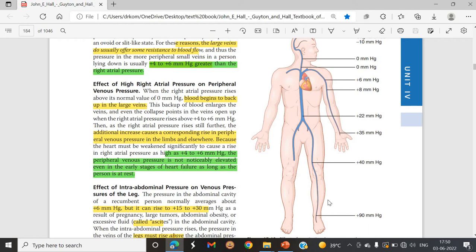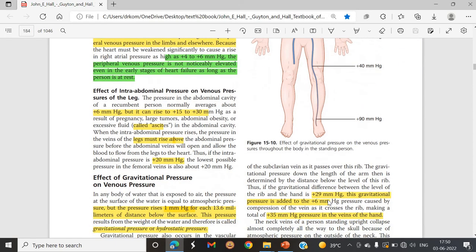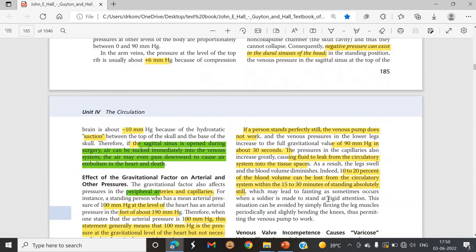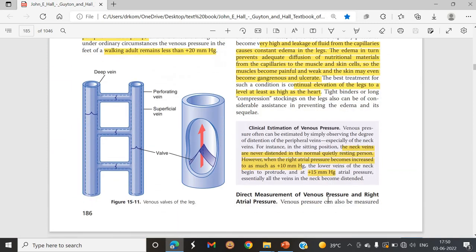Okay, so up to this moment, this was explained in Guyton. It is very easy words and you can remember it very well. Okay, super.